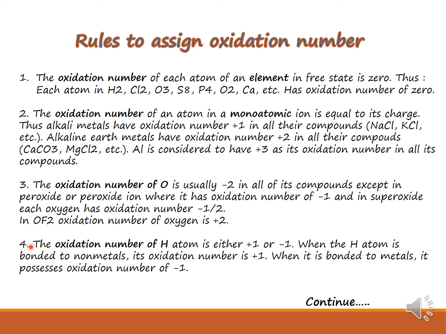Now rule number 4. The oxidation number of hydrogen atom is either +1 or -1. If hydrogen is bonded with non-metals like Cl, Br, F or H2O, then the oxidation number of hydrogen atom is +1. And when it is bonded with metals, it will possess oxidation number -1. For example, you have a hydride like sodium hydride, NaH. Here the oxidation number of sodium is +1 and oxidation number of hydrogen is -1.